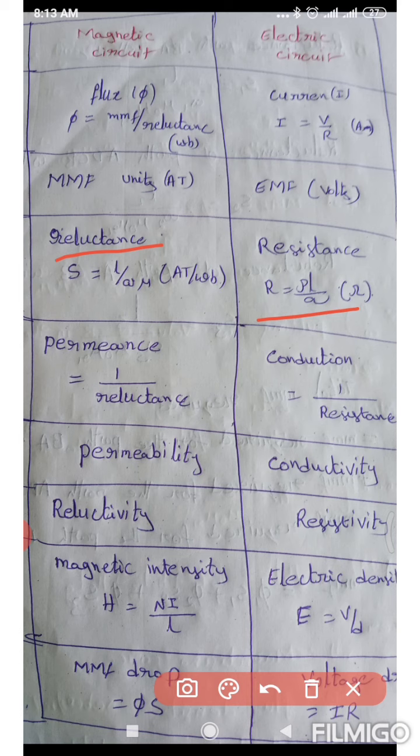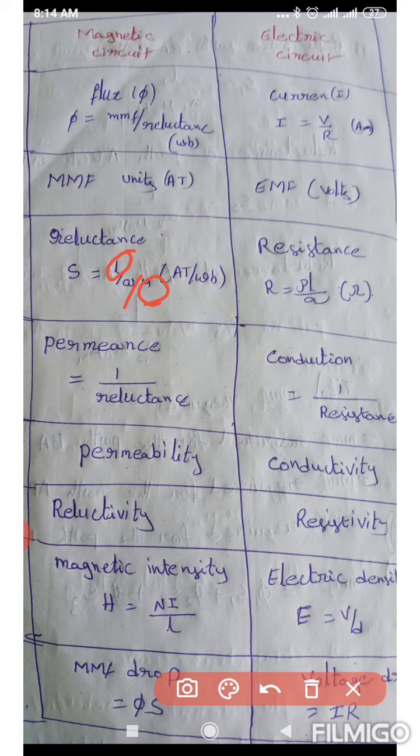So the formula for reluctance is S is equal to L by A into mu. Here the resistance R is equal to rho L by A. Here L is the length, A is the cross-sectional area, and mu is the permeability of the material. This permeability is again expressed as mu is equal to mu naught into mu r, where mu r is the relative permeability and mu naught is the permeability of free space.